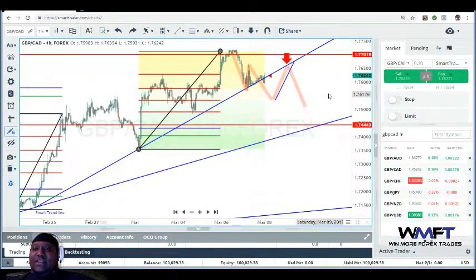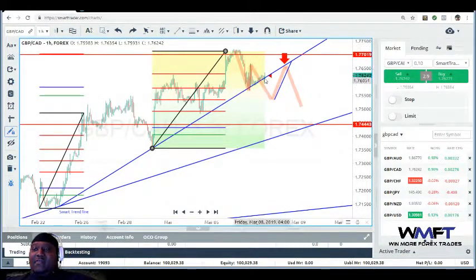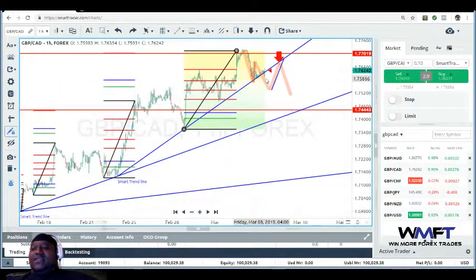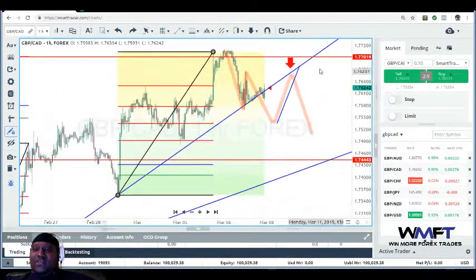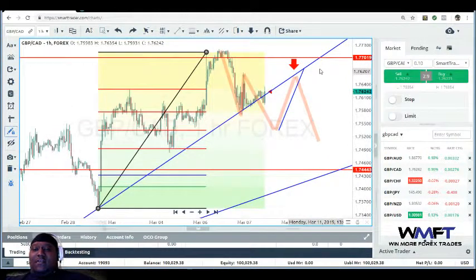We have a 618 D extension that has just been hit. If the market breaks this trend line, we're going to use power trend line trading. The market breaks the trend line, we'll gravitate towards the next trend line, and we'll try to make a few pips going to the south.